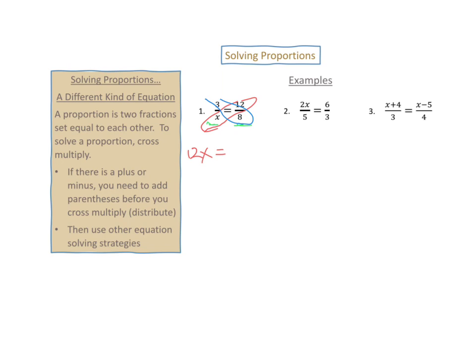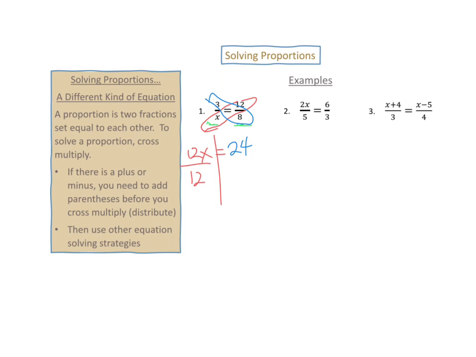Yeah, 3 times 8 is 24. Now I use my solving strategies, correct? I got 12x equals 24. I'm in good shape. I got my x's on one side. I got my numbers on the other. I just need to divide by the number in front of x.